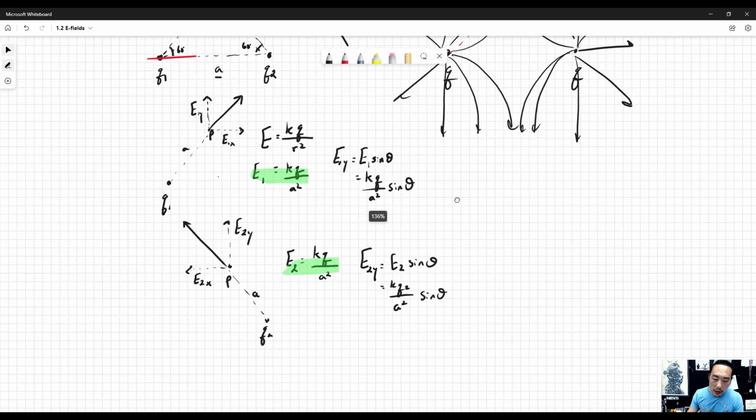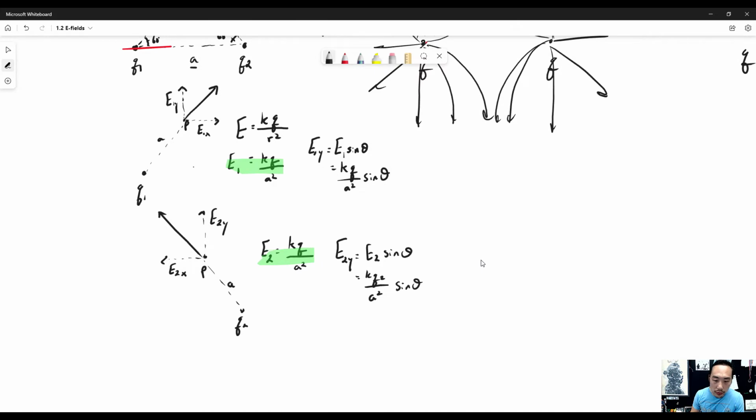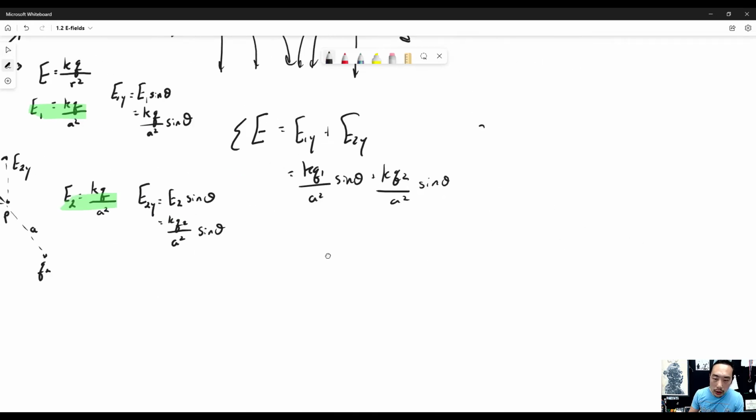Okay, so we have E1y and E2y. So to find the net E field, we can do E1y plus E2y, which just becomes KQ1 over A squared sine theta plus KQ2 over A squared sine theta. And at the very beginning of the problem, we said that Q1 is equal to Q2. Therefore, this just simply becomes 2KQ over A squared sine theta as our net E field.